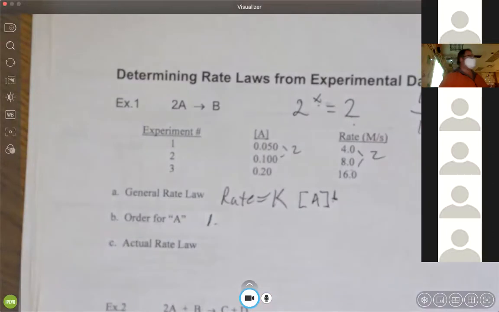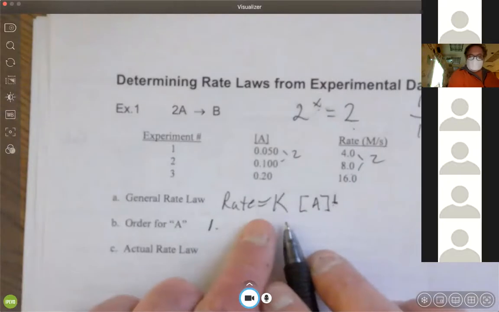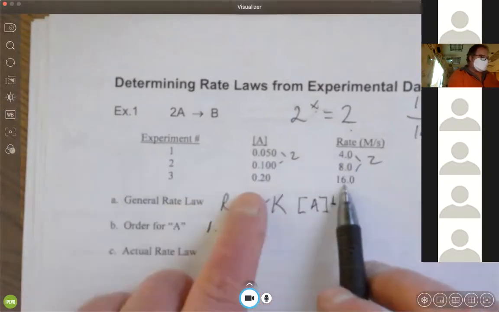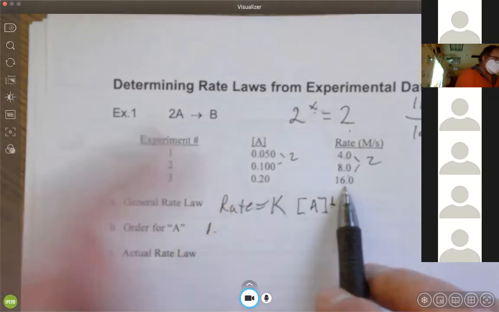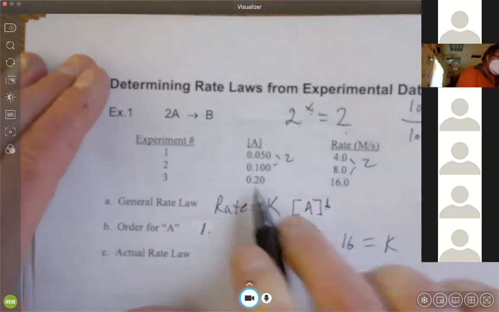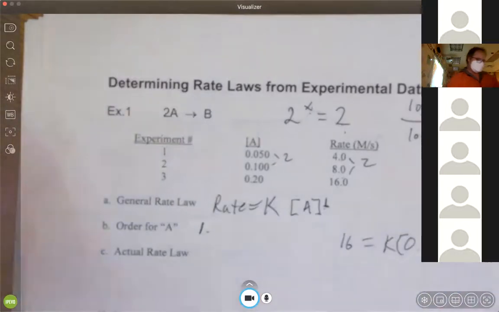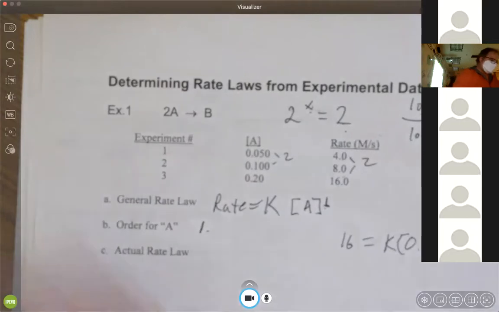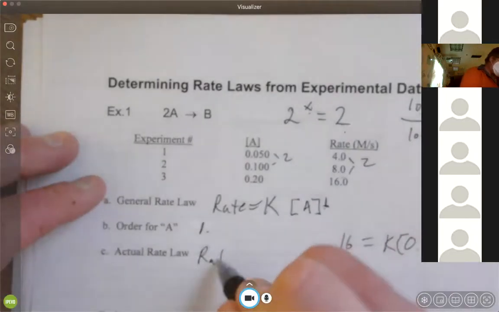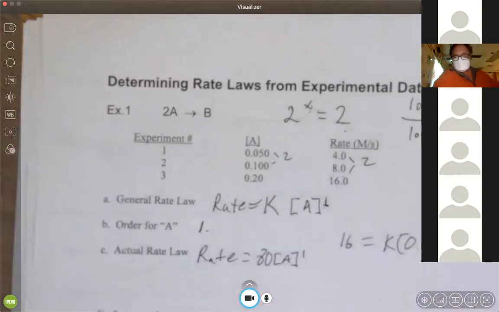So now we're going to write the actual rate law. We need to calculate what K is, and to do that, we can choose any of these trials, right? So we can choose this last trial here. 16 equals K times 0.2 to the first power. 16 divided by 0.2 is 80. So the actual rate law is rate equals 80 times the concentration of A to the first power.